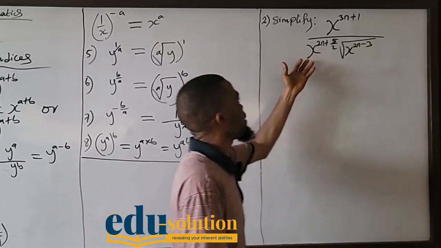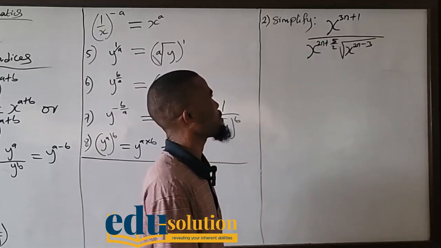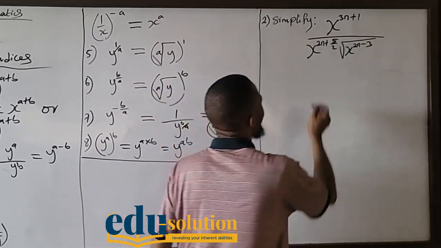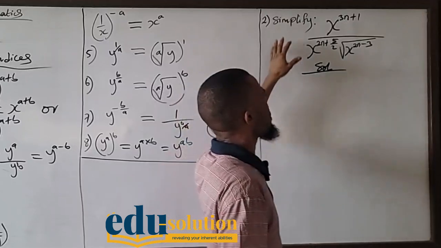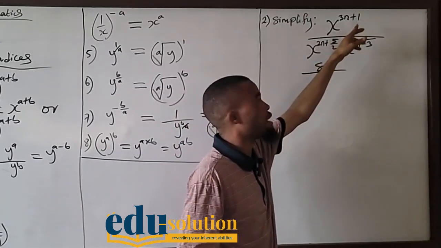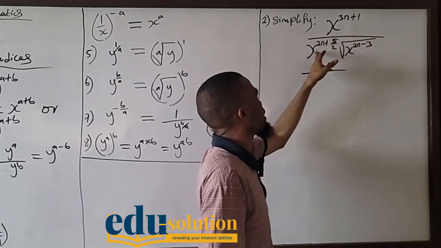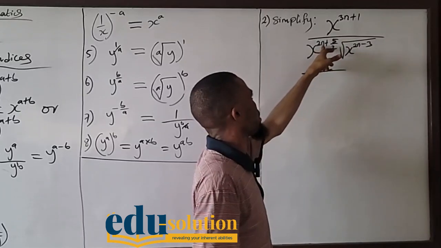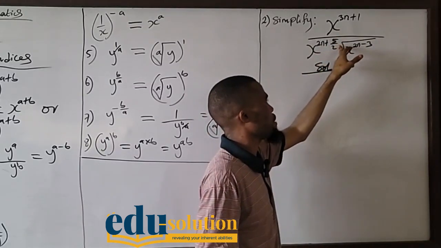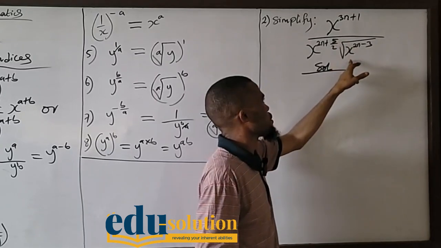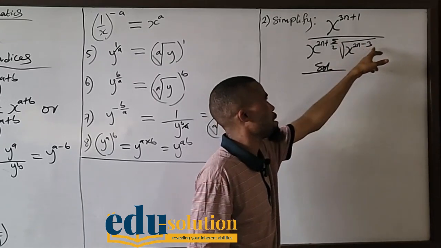Yes. So this is another beautiful question. Let's find out. Let's solve this. Okay, so we have a solution. Now, if you look at this, they say we should simplify s raised to the power of 3n plus 1, and then everything over s raised to the power 2n plus 5 over 2, and then times the square root of s raised to the power 2n minus 3.